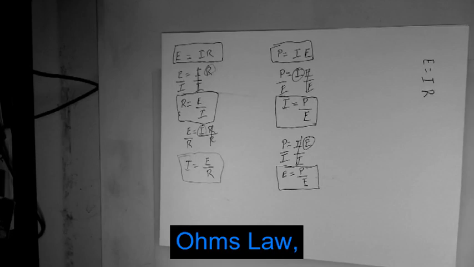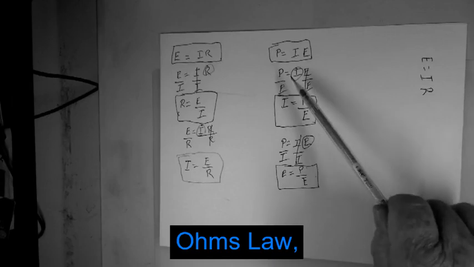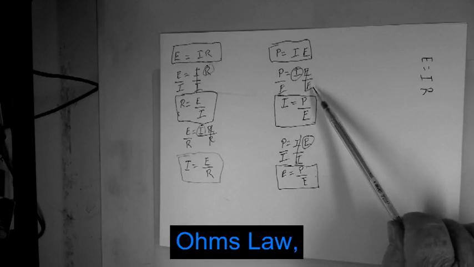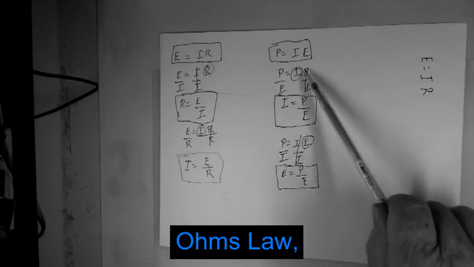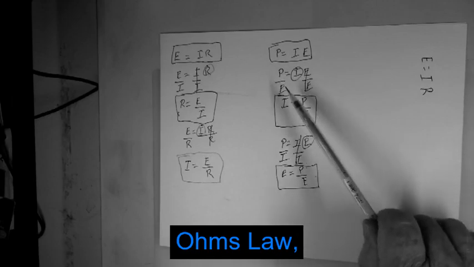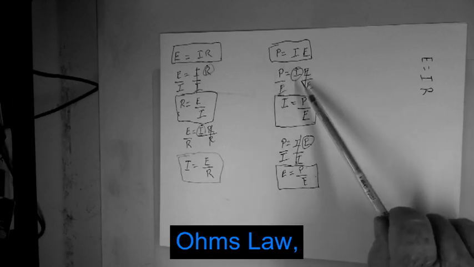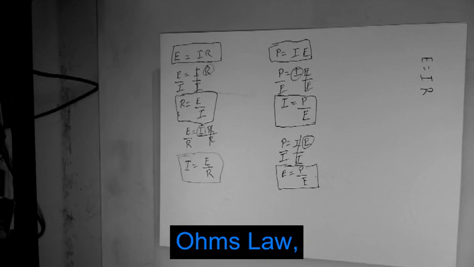Now, in order to find I right here, what we need to do is write the formula again, P equals I times E, and then we divide both sides by E to get rid of the E on the right side. E into E cancels out. What we do to one side, we must do to the other, so we divided through by E, and we found out that I equals P over E. Now again, once again, really simple.